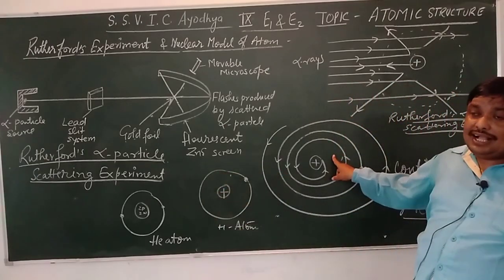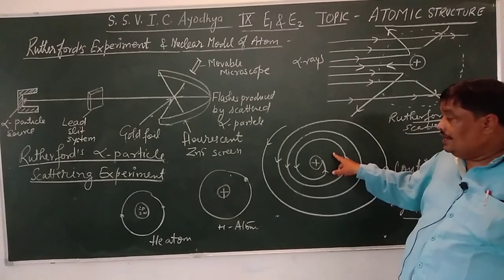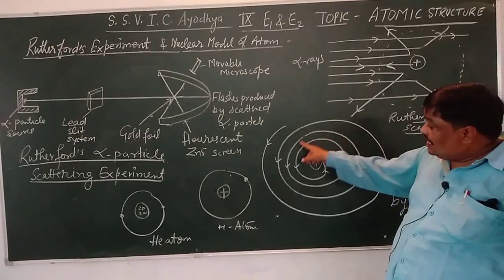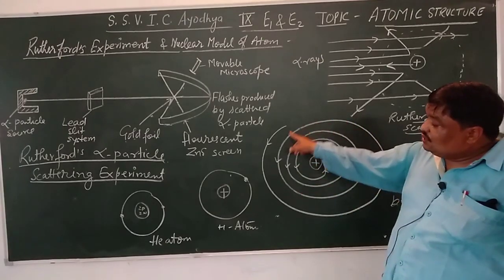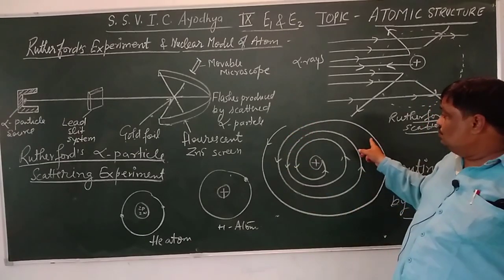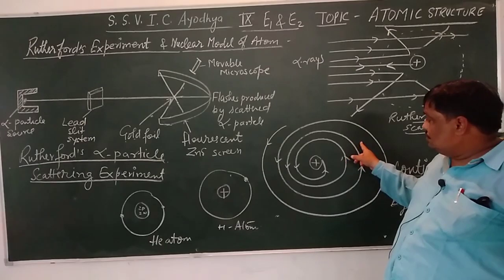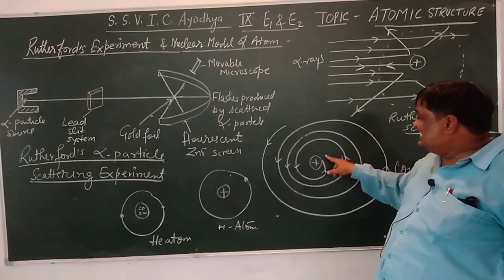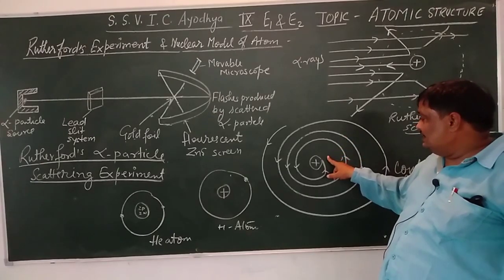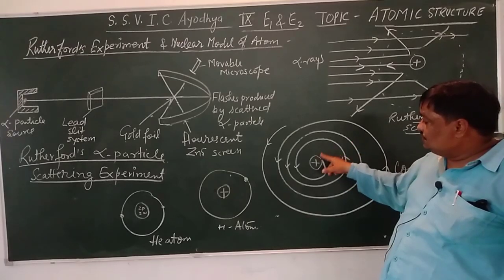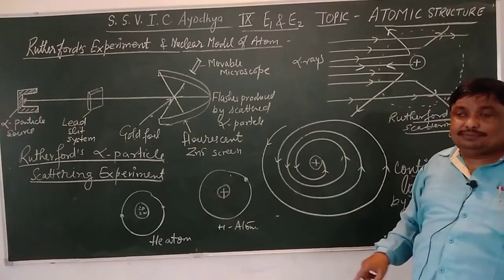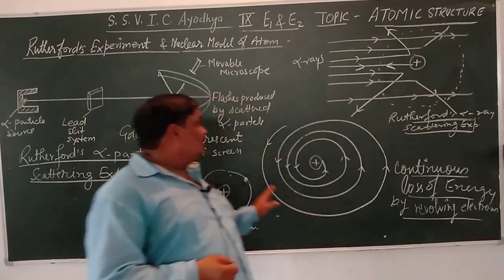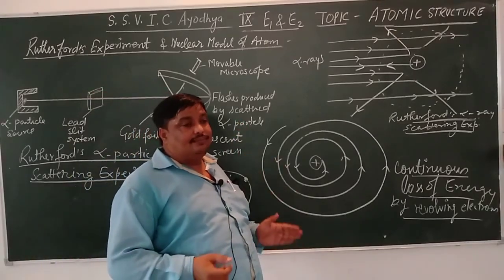According to Planck's theory and electrodynamics theory, the electron which revolves in a spherical path continuously loses its energy, and when it loses energy, it comes continuously closer to the nucleus. That is, the radius of its circular path decreases, and at last it falls into the nucleus. When positive and negative charge meet together, they destroy each other, and in this way Rutherford's model does not explain the stability of the atom.